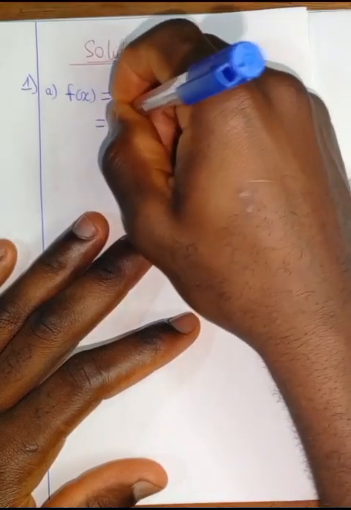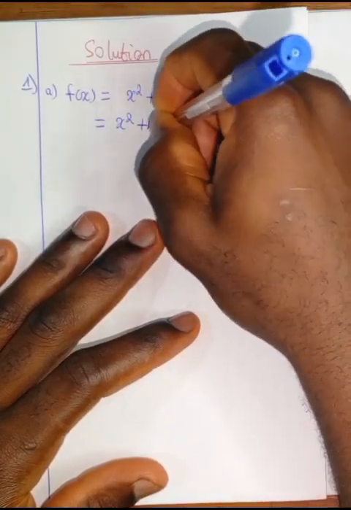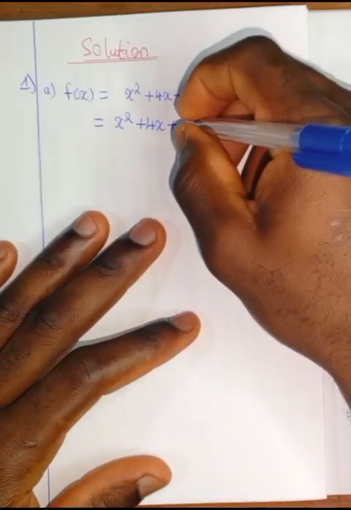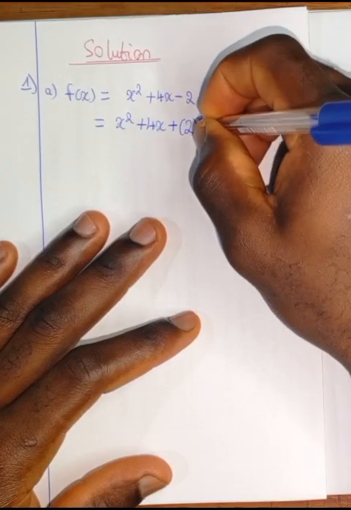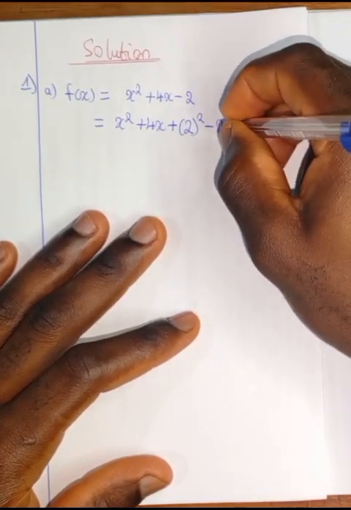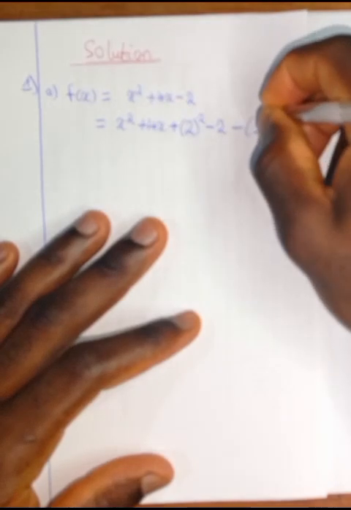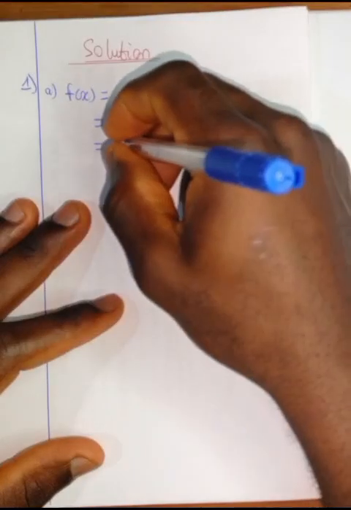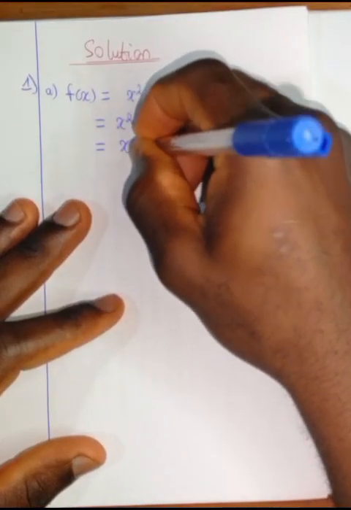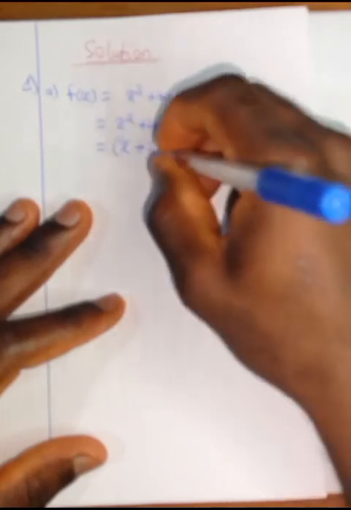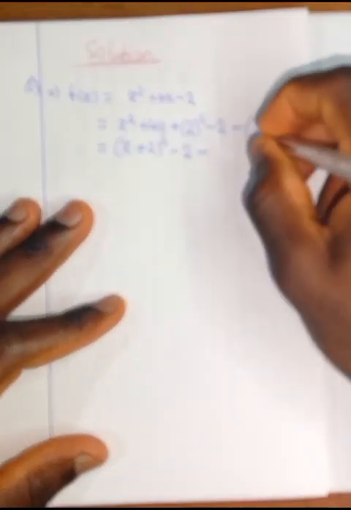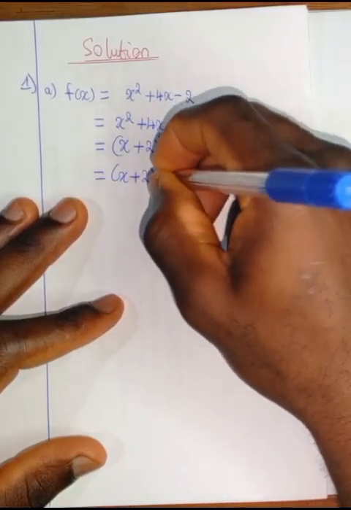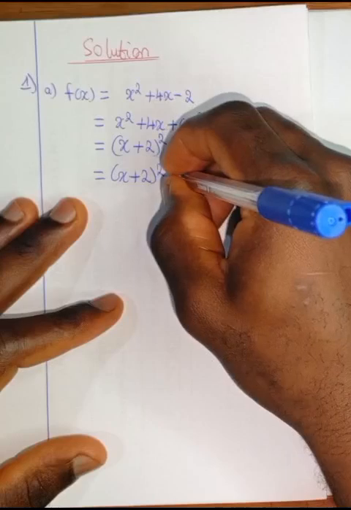This will simply be equal to x squared plus 4x plus, we are going to add half the coefficient of x, all that squared, which is 2 all squared, minus 2. Then we subtract half the coefficient of x, all that squared. This will simply be equal to, we know this is a perfect square, whose factorization is simply x plus 2 all squared, minus 2 minus 2 squared gives us 4. And this will be equal to x plus 2 all squared. Negative 2 minus 4 gives us negative 6.